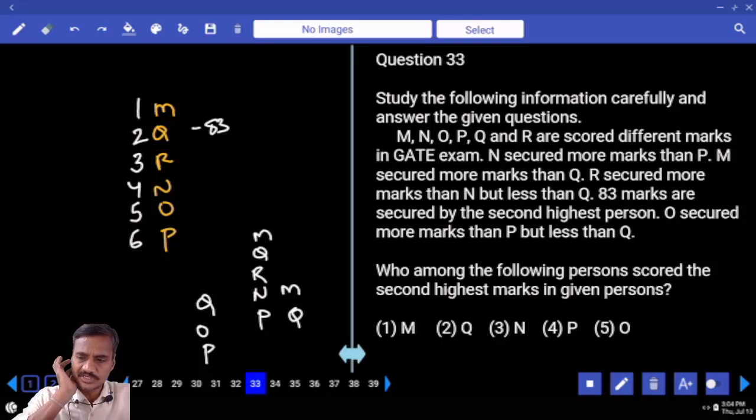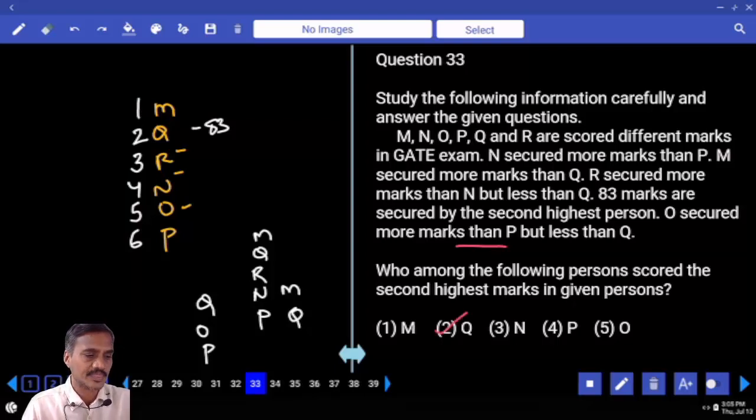Now O secured more marks than P, but lesser than Q. Now O can be here, or O can be here, or O can be here. Now any one of these 3 possibilities. Then now who among the following persons secured the second highest? Second highest, that is Q, that is sure.